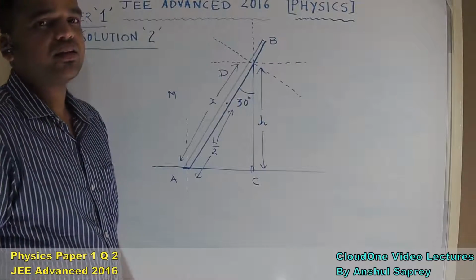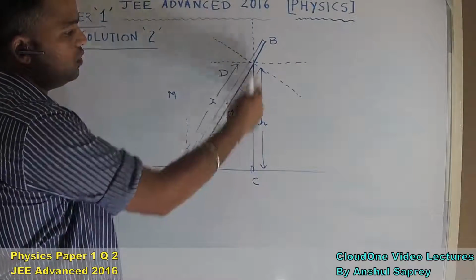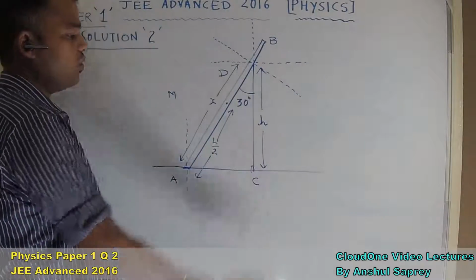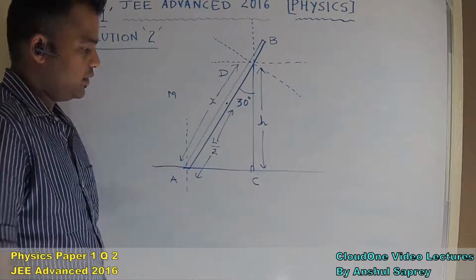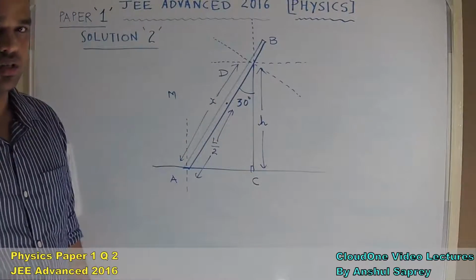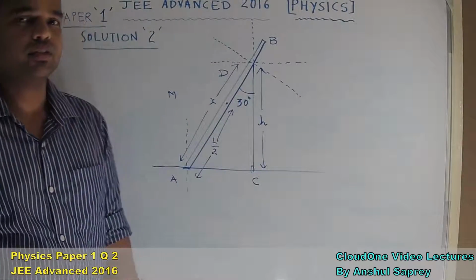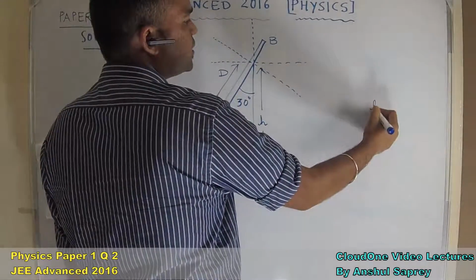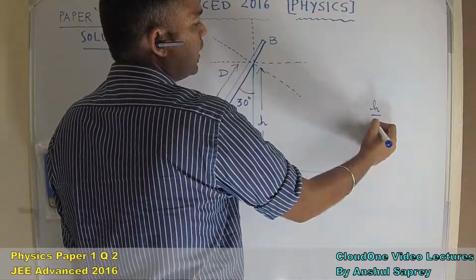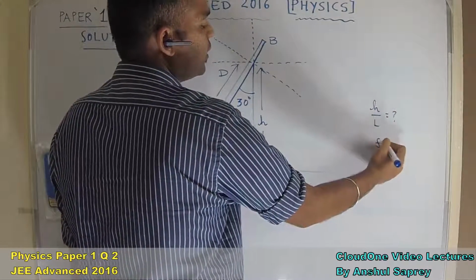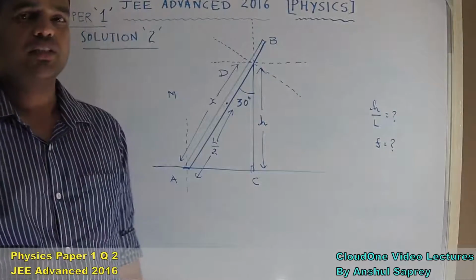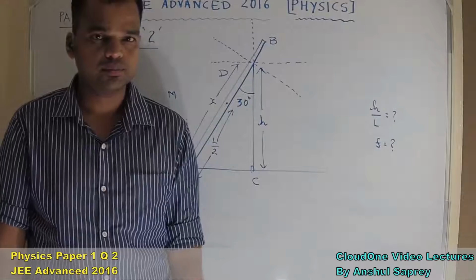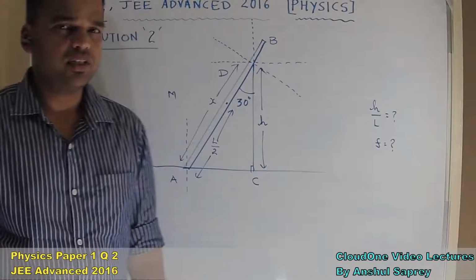It is held against a vertical wall such that the stick makes an angle of 30 degrees with the wall, and the wall is smooth, the horizontal surface is rough, and we have to find the value of H by L. This is what we have to find, and also the friction force acting between the lower end of the rod and the rough floor. What else is given?